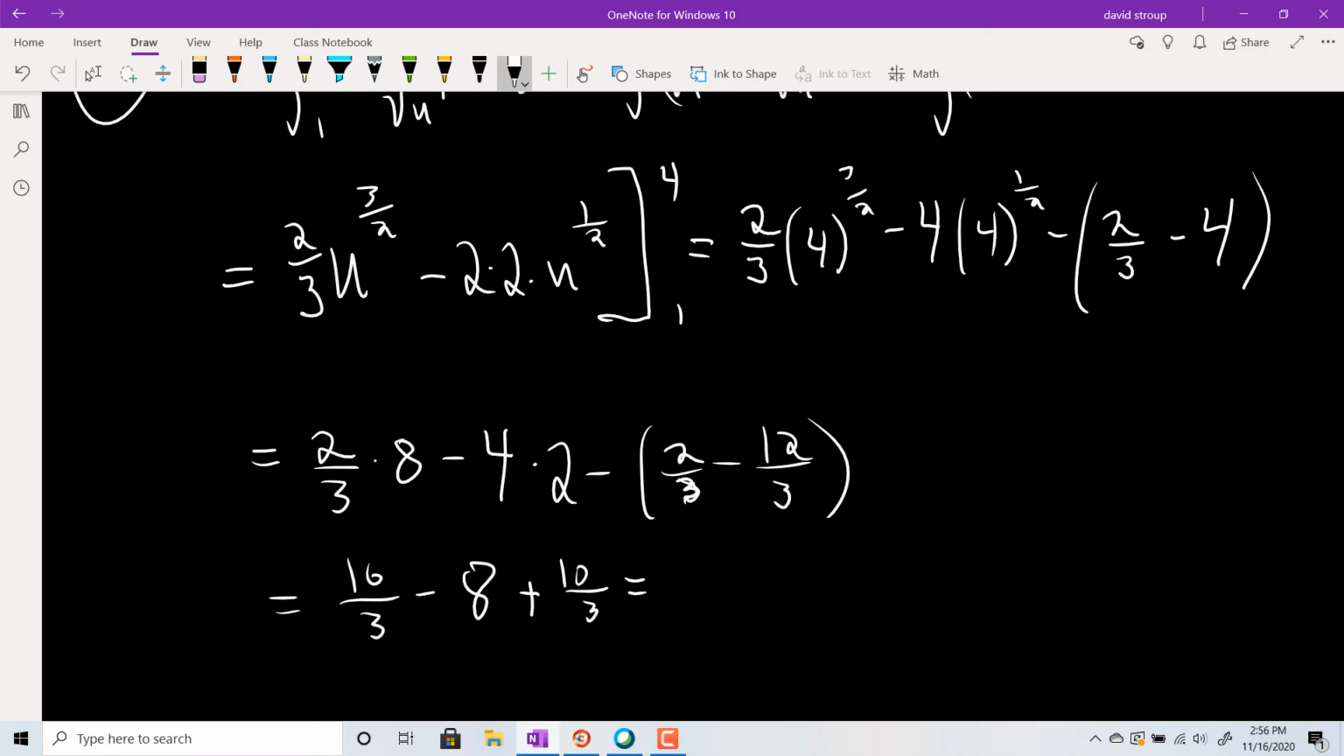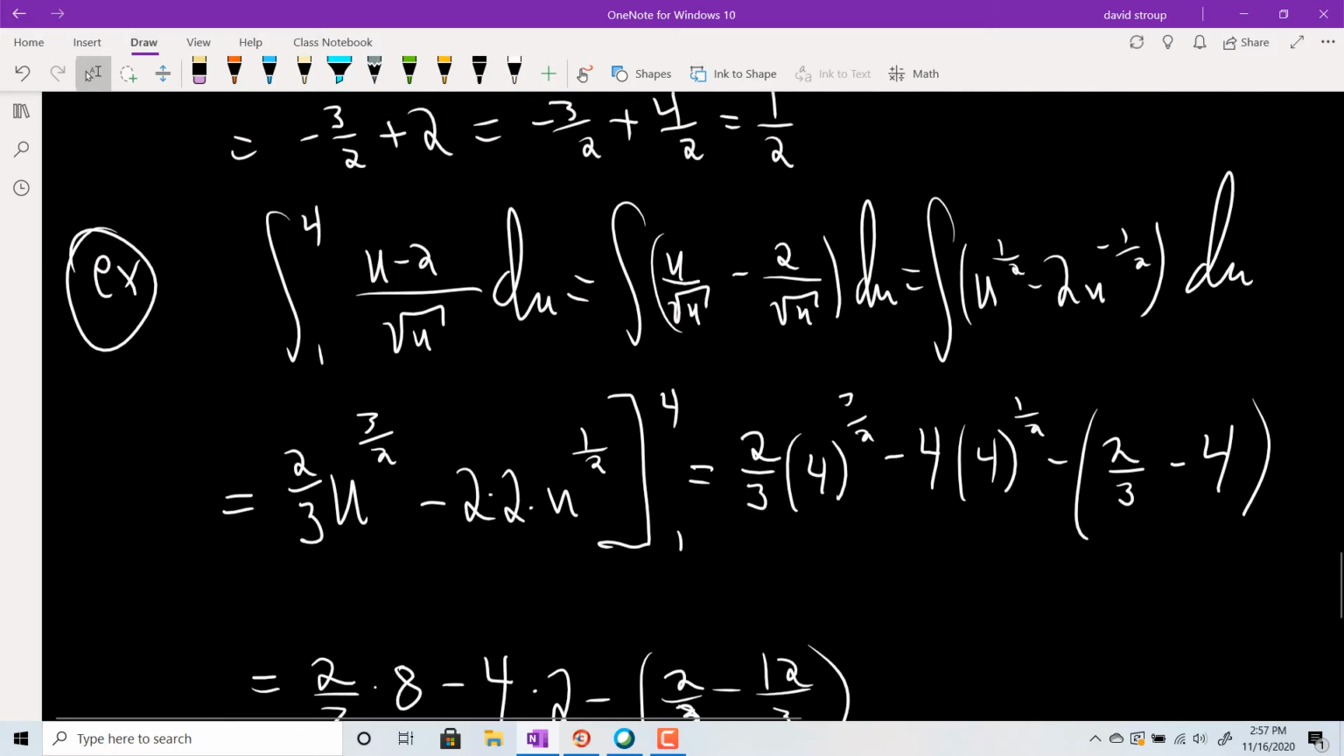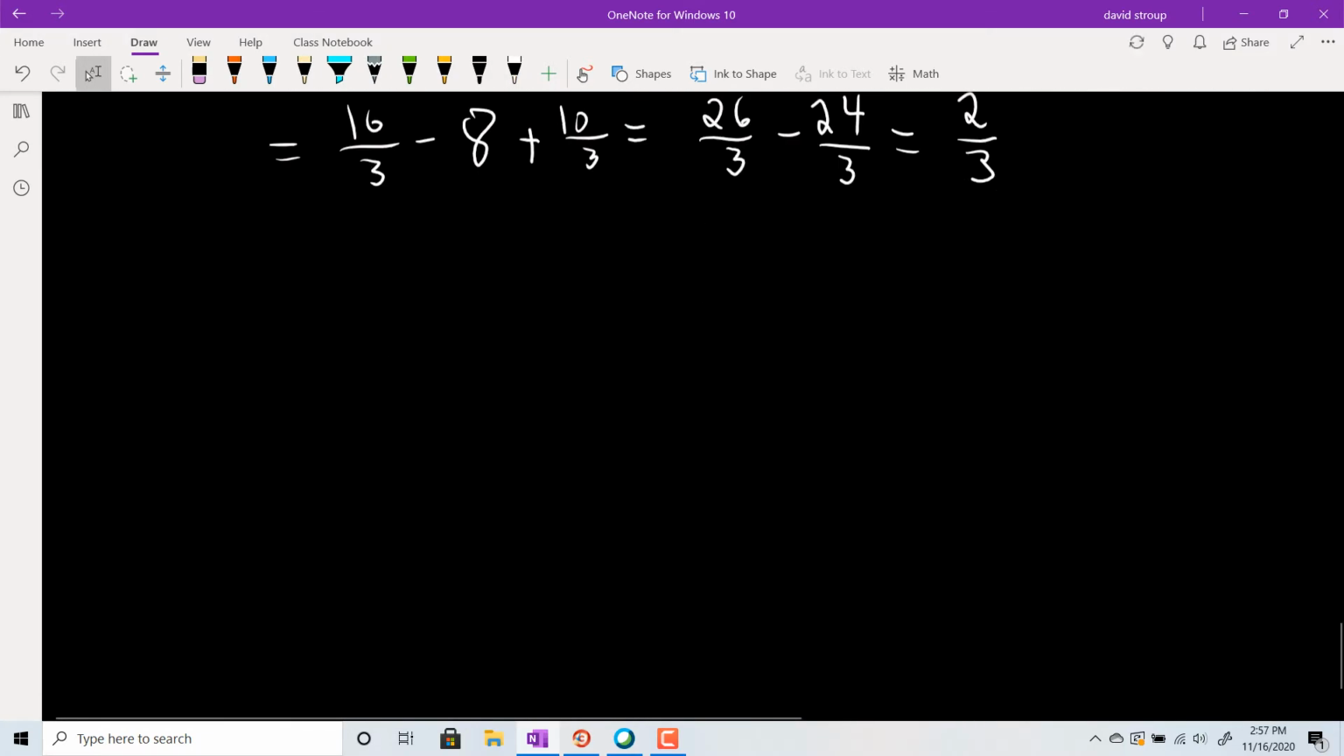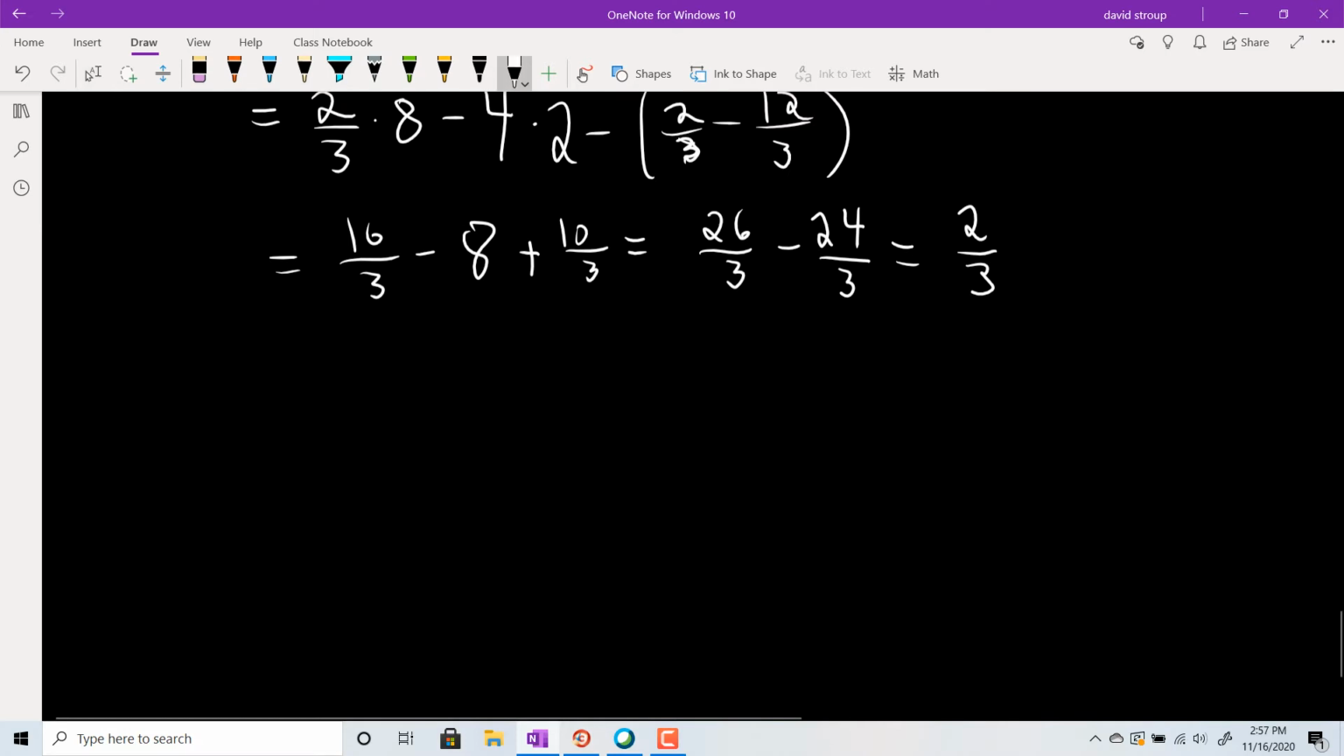And then combining the 10/3 and the 16/3 is 26/3 minus the 8. Sorry, the 8 is 24/3. Subtract, you get 2/3. Okay, so it's like 1/2 calculus, 1/2 arithmetic. Let's look at another example.